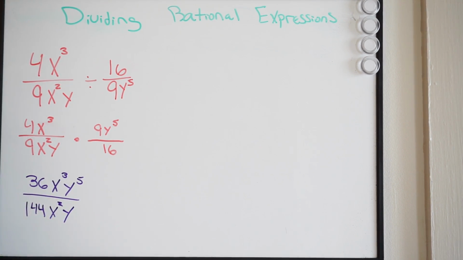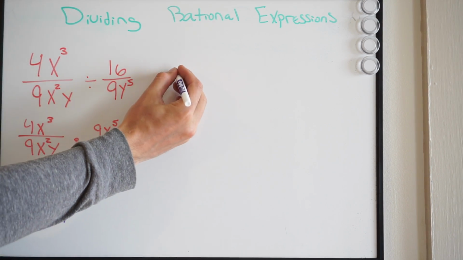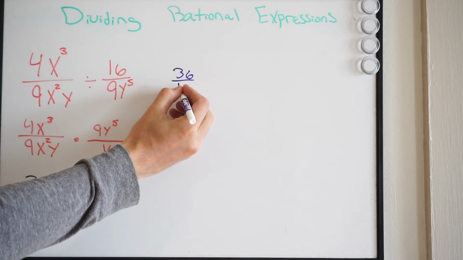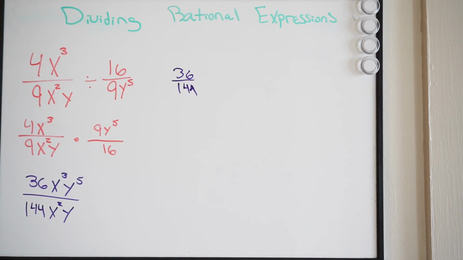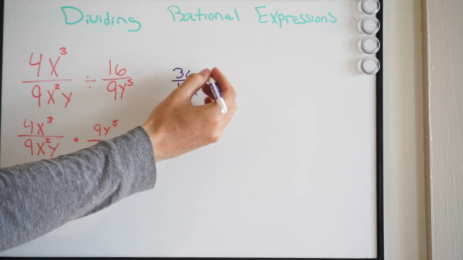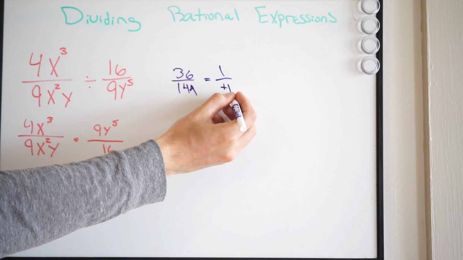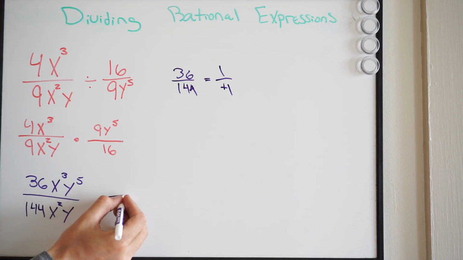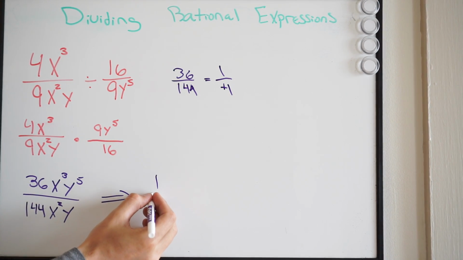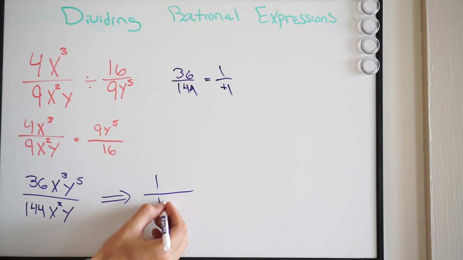Alright, now at this point, you're just going to do the operation. So again, work the coefficients. 36 divided by 144. What will that reduce to? Alright, so let's see here. So 36 does go into 144, it goes in 4 times. So 36 goes into itself once, and 36 goes into 144 4 times. Alright, so we can rewrite this. We'll have 1 over 4.